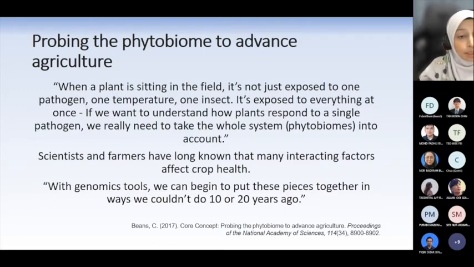Okay, so with genomic tools, we can begin to put these pieces together in ways that we couldn't do 10 to 20 years ago. So now people are talking about omics, bioinformatics, and all these different omics tools in order to understand this bigger picture of phytobiomes.